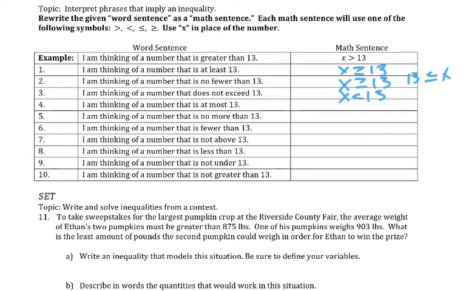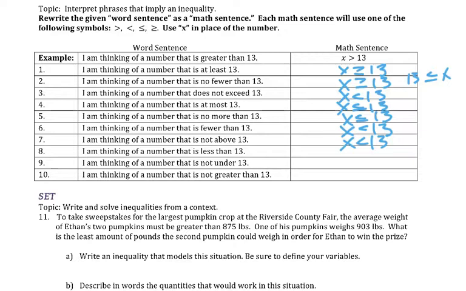I am thinking of a number that is at most 13. That would be x is less than or equal to 13. I'm thinking of a number that is no more than 13. Again, x is less than or equal to 13. I'm thinking of a number that is fewer than 13. Would be x is fewer, less than 13. I'm thinking of a number that is not above 13. X is less than 13.